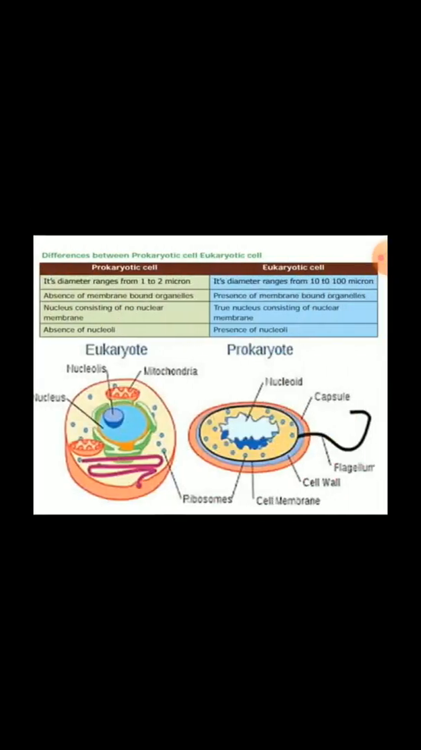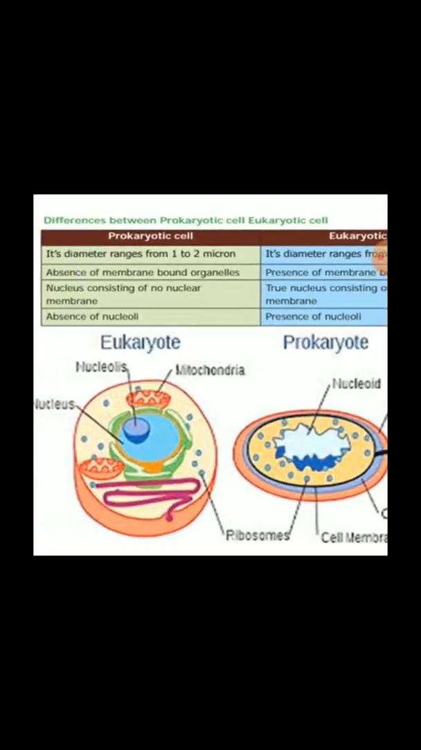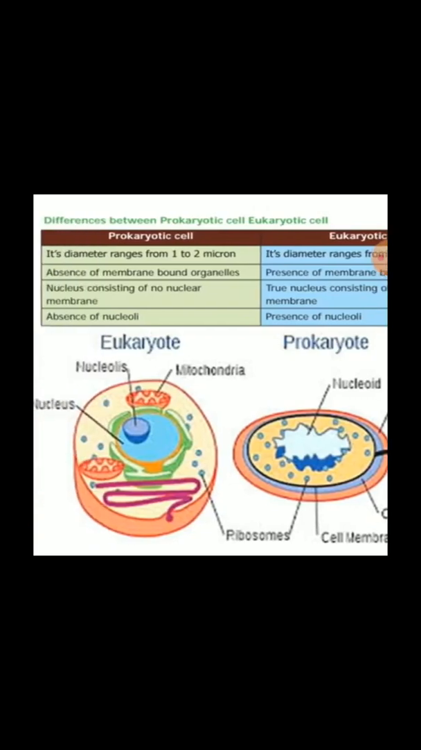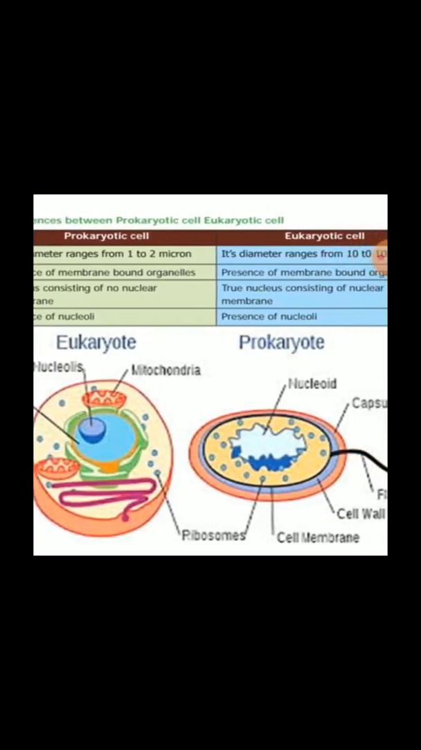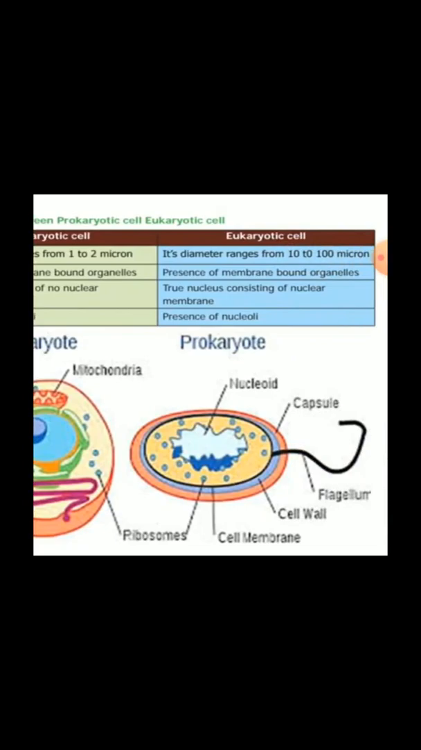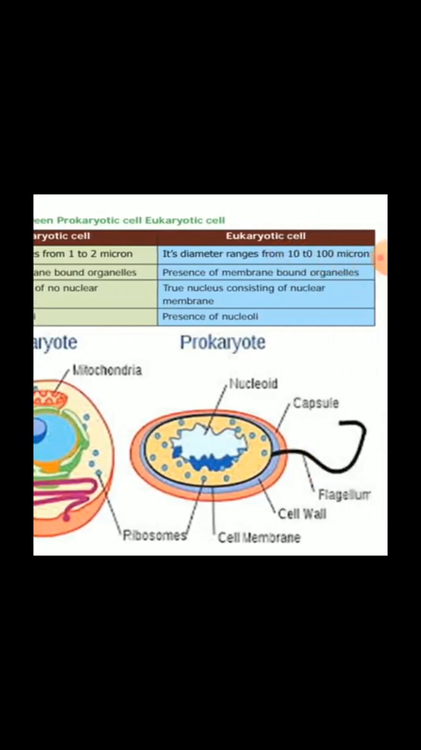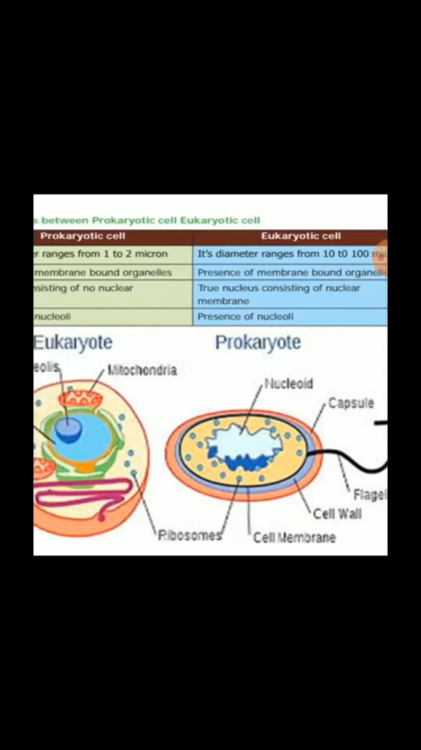The next part is the difference between prokaryotic cell and eukaryotic cell. You already know what is prokaryotic and what is eukaryotic. So now the difference between them. Okay, children, the first point: the prokaryotic cell has a diameter ranging from 1 to 2 micron. Eukaryotic cell diameter ranges from 10 to 100 micron. Next, prokaryotic cell has absence of membrane-bound organelles. Eukaryotic cell has presence of membrane-bound organelles.